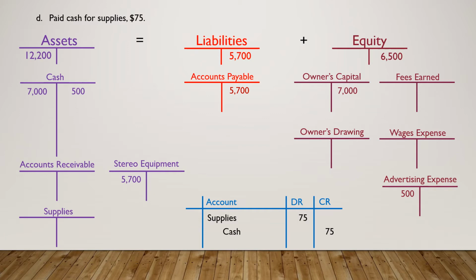The debit to supplies goes to the left column of the supplies T account, and the credit to cash goes to the right column of the cash T account. That credit to cash reduces total assets to a $12,125 debit, but the debit to supplies increases it back to $12,200.